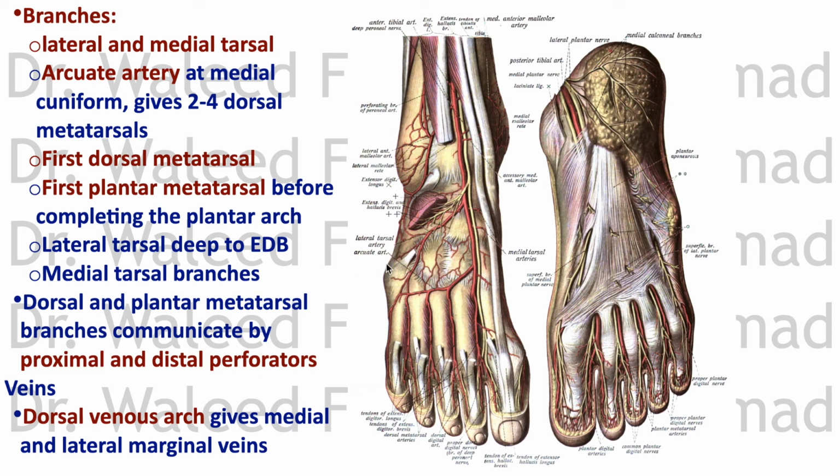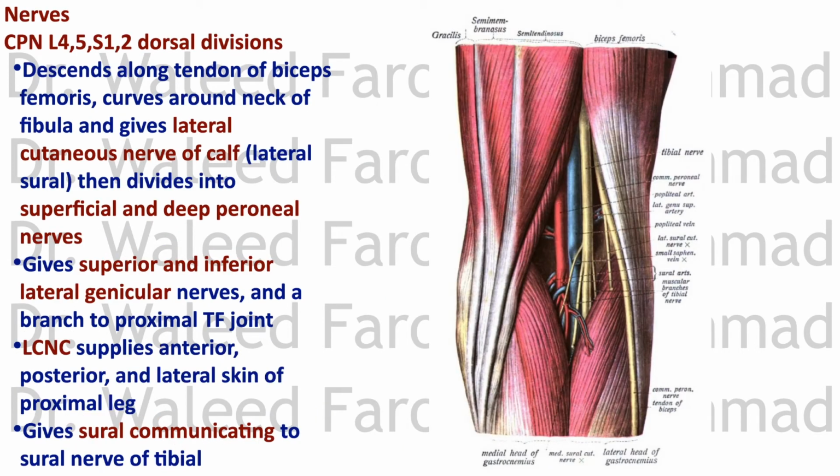The veins: the dorsal venous arch on the dorsum of the foot. Medially, it gives rise to the medial marginal vein that will become the great saphenous vein, passing anterior to the medial malleolus. Please pay attention: anterior to the medial malleolus, while the lateral marginal vein passes posterior to the lateral malleolus to form the small saphenous vein, or the short saphenous vein.